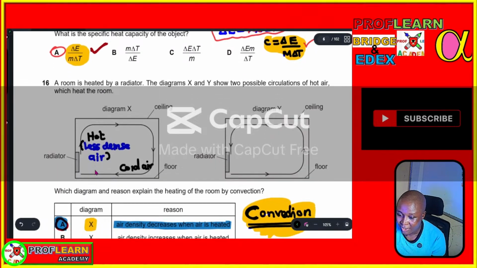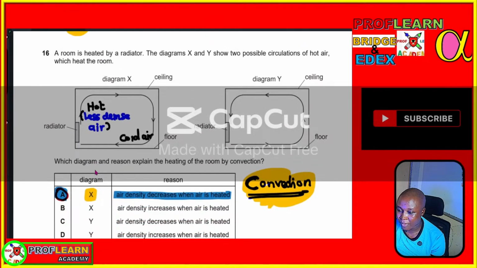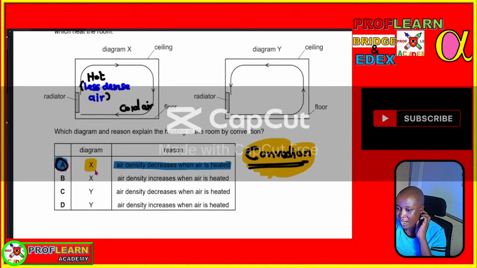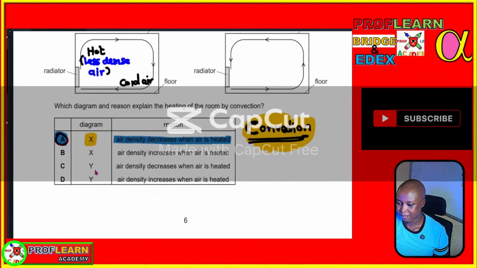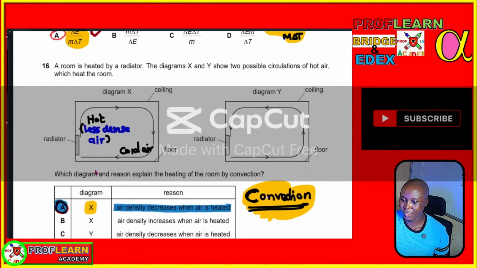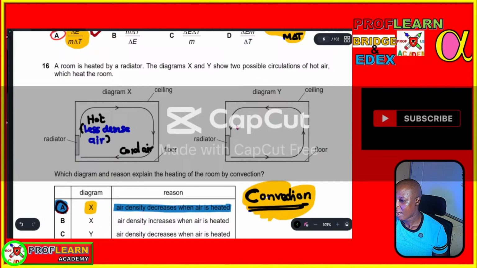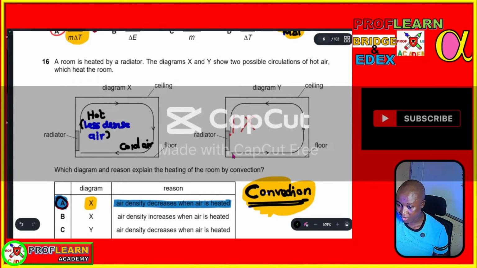So in that case, we are going to say which diagram and reason explain the heating of a room by convection. This is X, and the reason is that air density decreases when air is heated. Yeah, so that is why you can see it's rising. But this one is wrong, because the moment this air that is here is heated, it becomes less dense and travels upward, not the other way. So this is not correct.